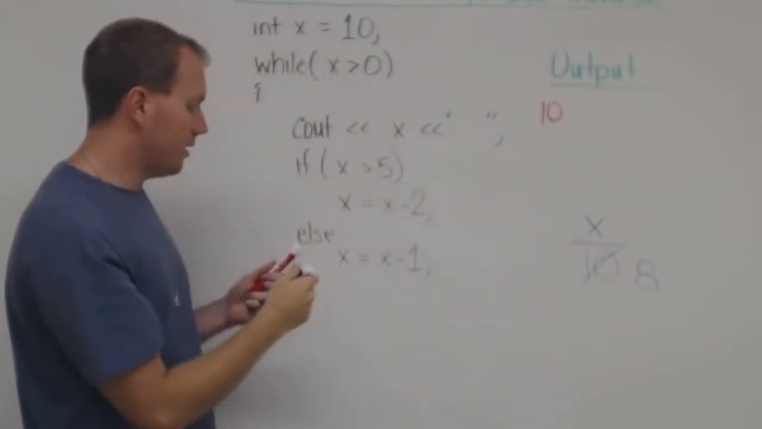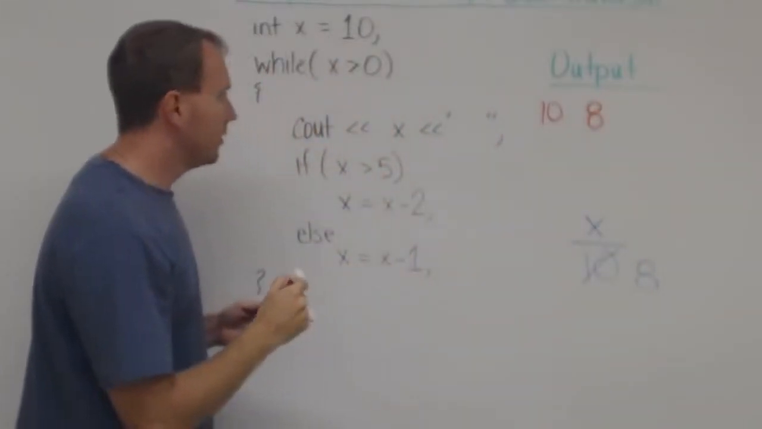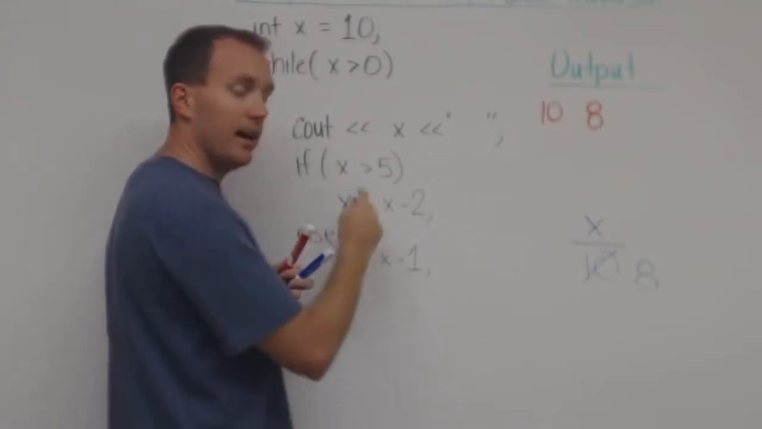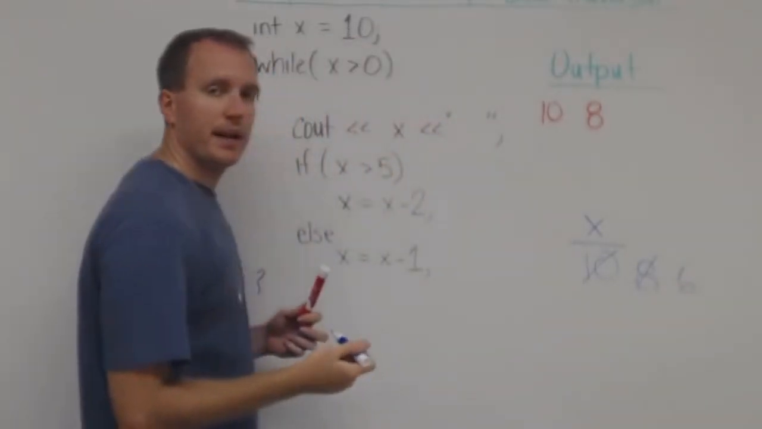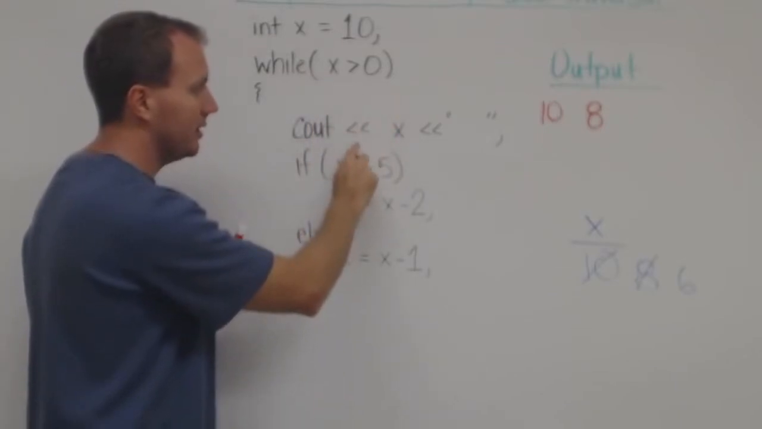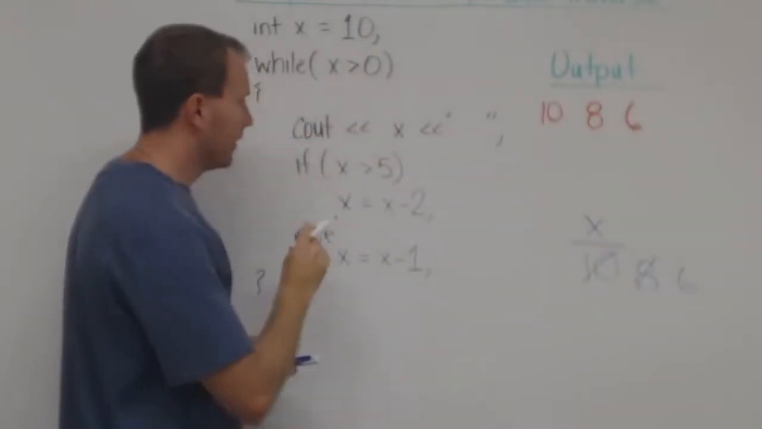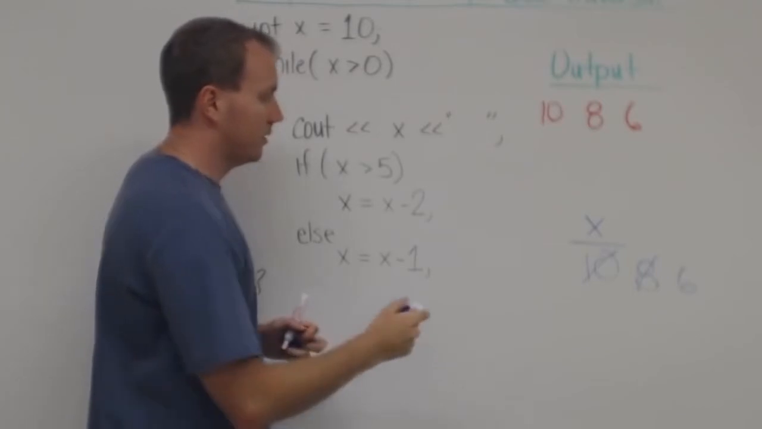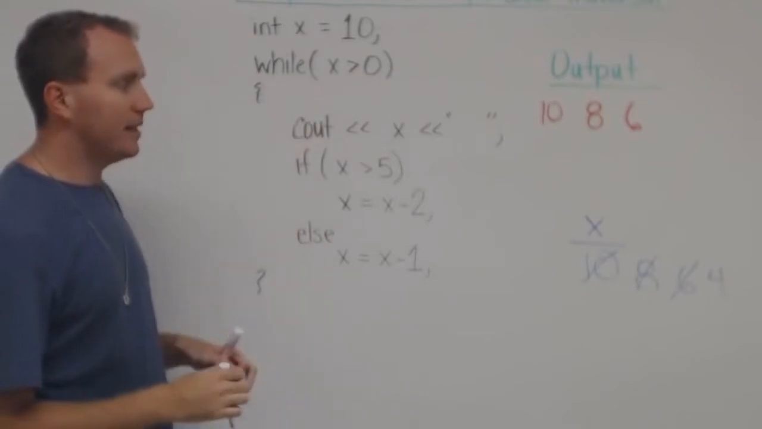8 is still greater than 0. So we go inside, we output 8 with a space. We check this condition. X is greater than 5, which is true. We subtract 2 and store it back into x. We repeat that step, checking the condition and outputting because 6 is greater than 0. Check this, 6 is greater than 5, so we subtract 2. Store it back in, go back to the top.